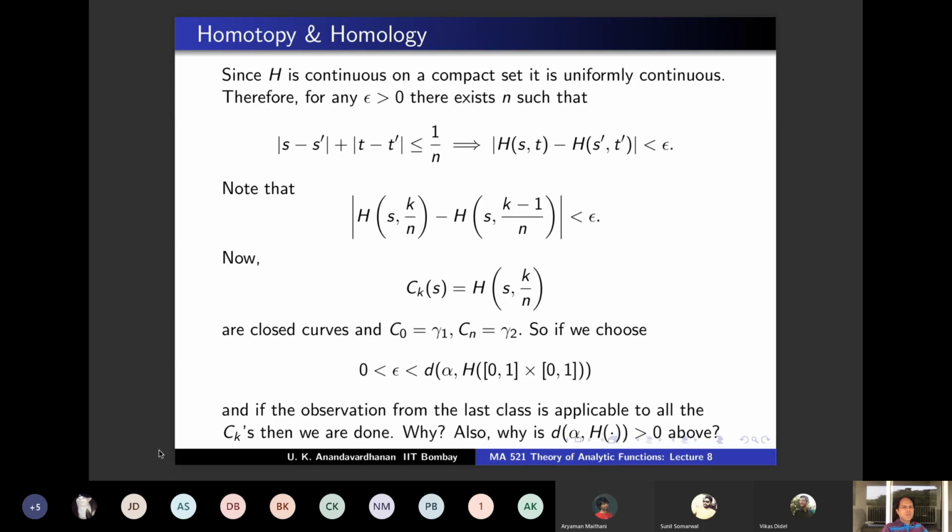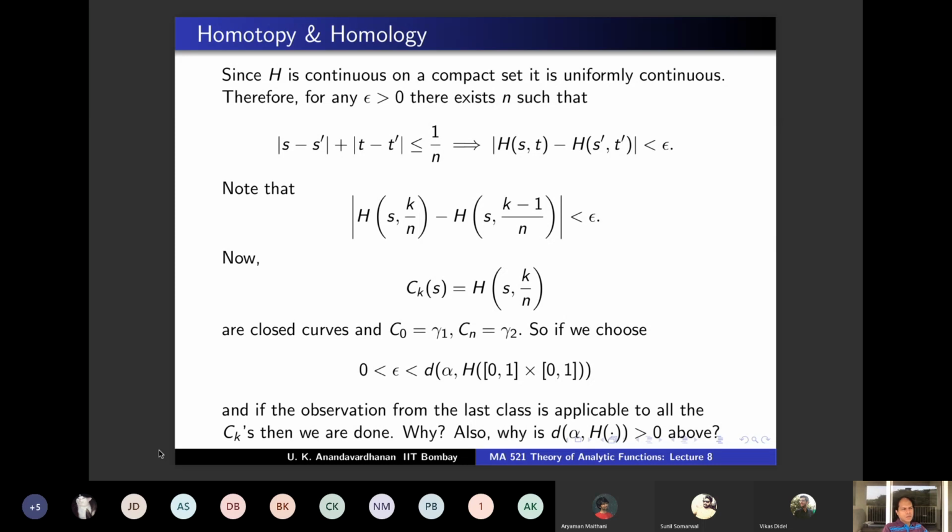So a path was used in parameterizing. So what is a path? That's piecewise continuously differentiable. So that is used in defining the index and also in proving this observation, proving that lemma. But what is CK? CK is h of s, k by n.